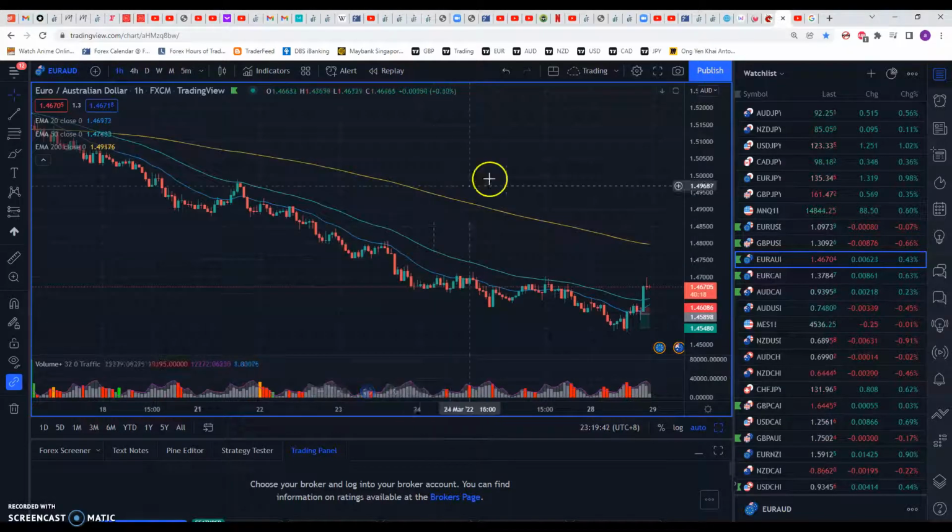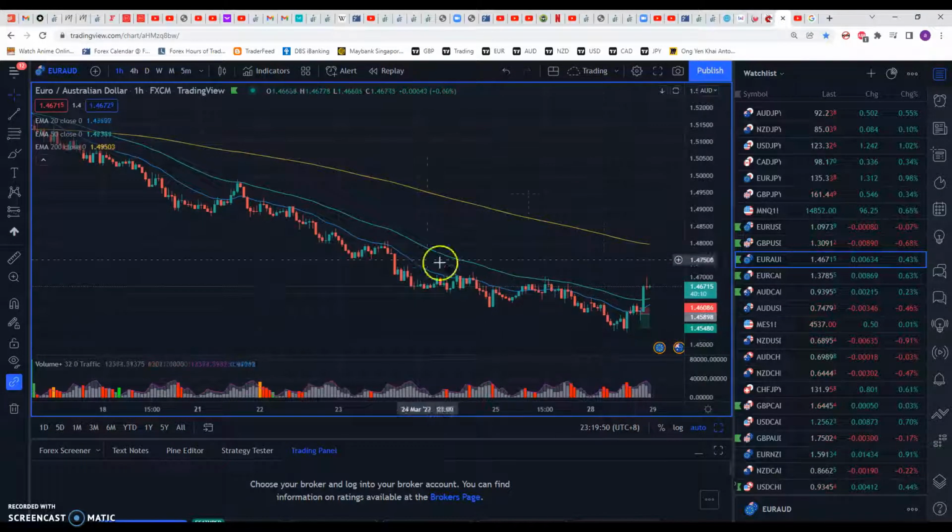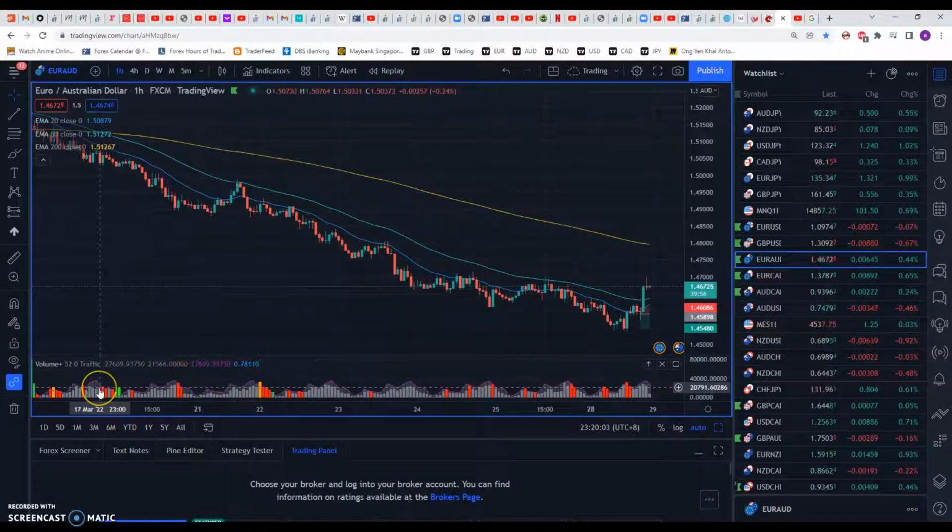Okay, guys, I'm doing a PA on Euro Australian sell for today's New York trade. So overall, for the 1 hour, we can see that it's a very strong downtrend with very little pullback in between. Also, based on the volume, it's kind of equal and low going downwards, and you can't see the extreme end based on this time frame.